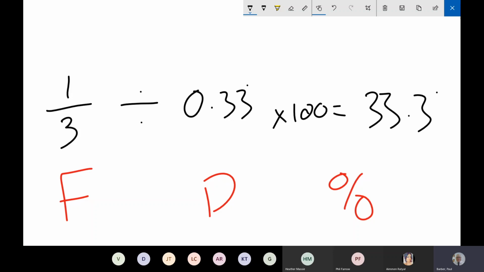So to get from a fraction, 1/3, up to a percentage, one of the easiest ways is simply to divide the numbers. It looks like a divide symbol. It's a 1/3, so it's 1 divided by 3. We get our decimal, but we don't stop there. We times it by 100, and that gives us our percentage figure.